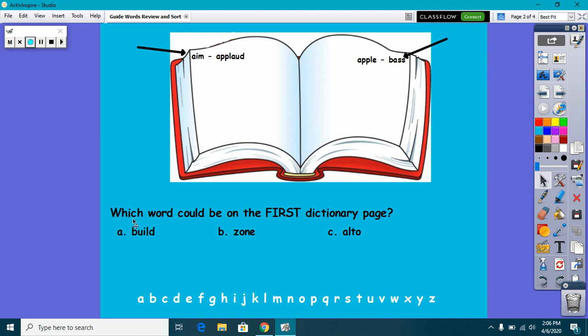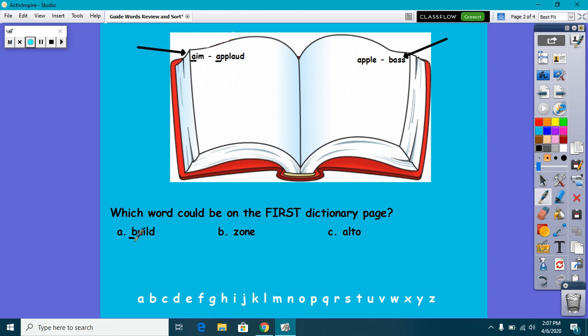So the question is asking us which word could be on the first dictionary page. So we're thinking about what word could be here according to the guide words. And whenever we are talking about dictionaries and guide words, you always have to use ABC order. So at the bottom here we have our ABCs, just in case we need to look at them. And just like we learned when we did ABC order, you have to start with the first letter. So like I said before, these two words start with A. Okay, and then here are our choices.